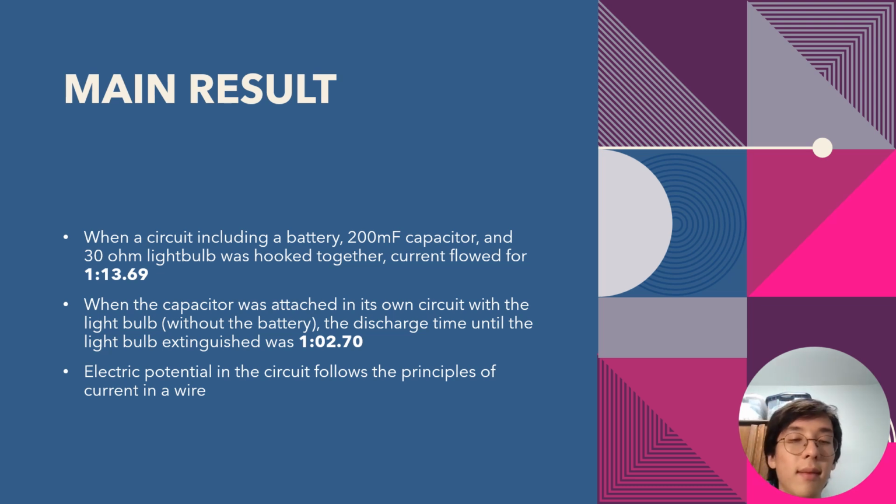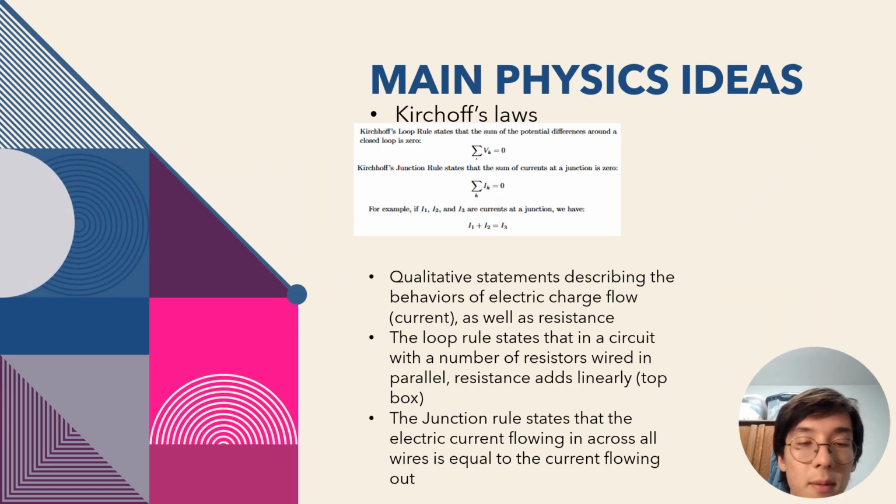So the main results of this lab were that when a circuit including a battery, capacitor, and light bulb were hooked together, the current flowed for about 1 minute and 13.69 seconds. When a capacitor was attached in its own circuit without the battery, the discharge time until the light bulb extinguished was now 1 minute 2.7 seconds. Ultimately, electric potential in a circuit follows the principles of current in a wire.